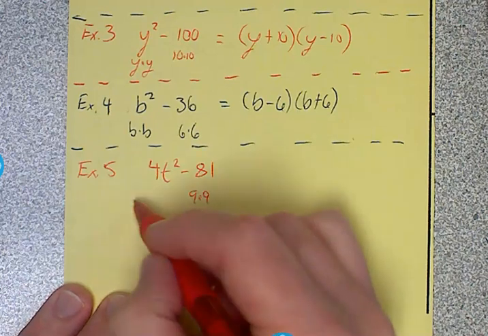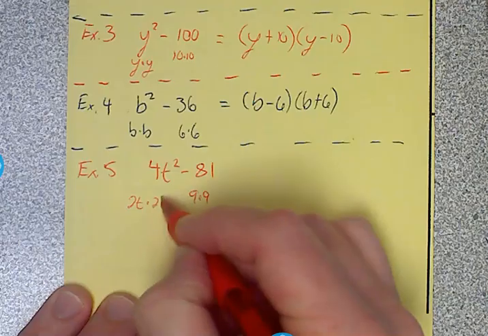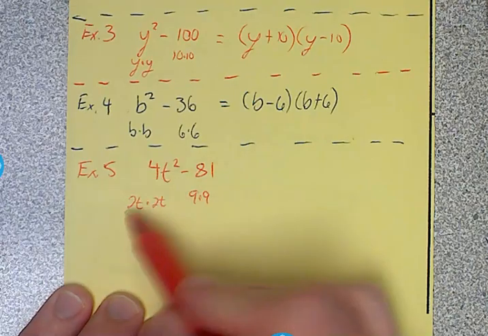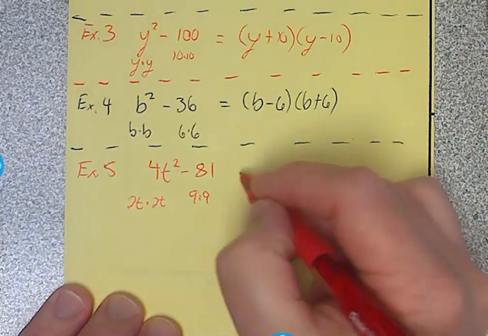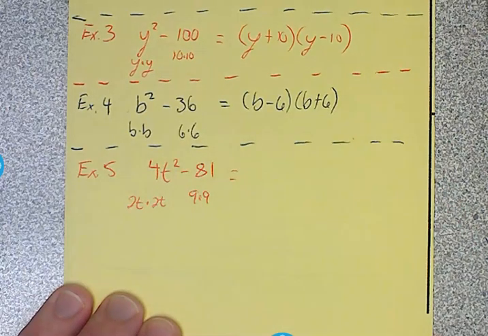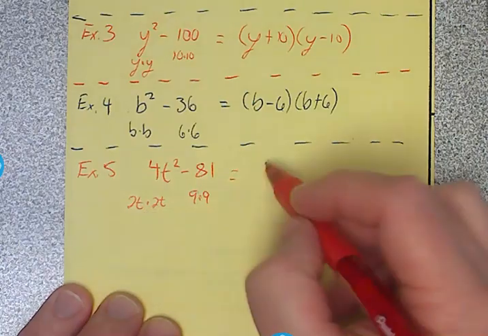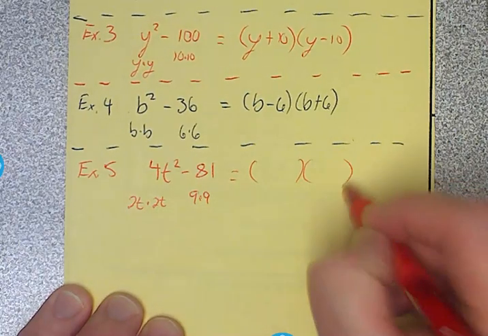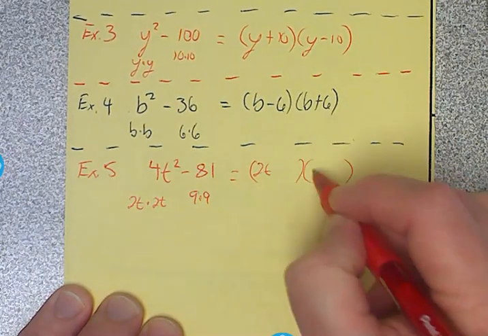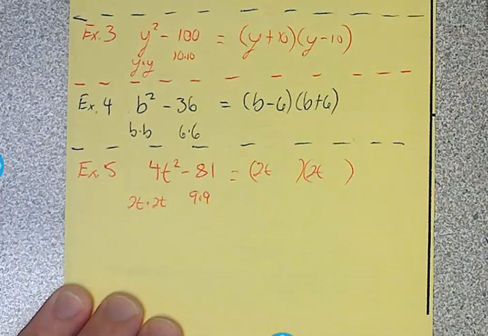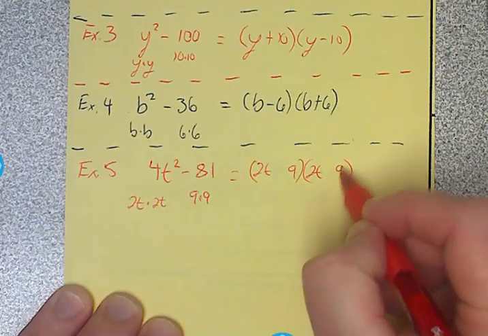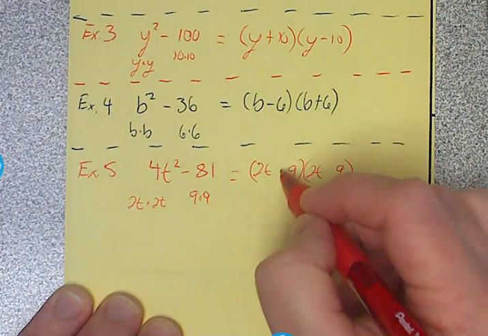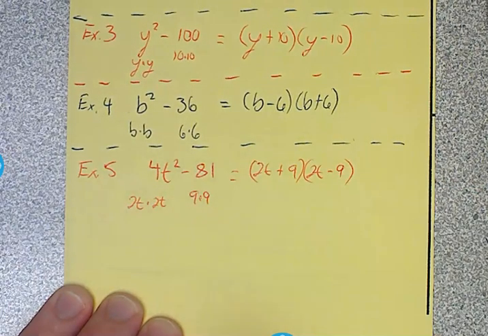4t squared would be 2t times 2t. Because if you do 4, it's 2 times 2. So we kind of throw that one in there. Okay, so whatever's first goes first in the parentheses. So put a 2t there and a 2t there. Whatever is the second number, it goes second in both parentheses. And then again, one needs to be a plus, one needs to be a minus.